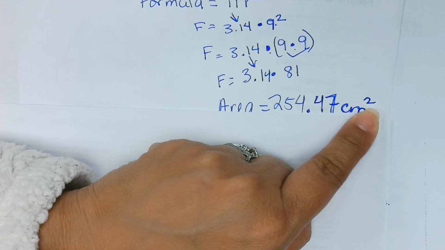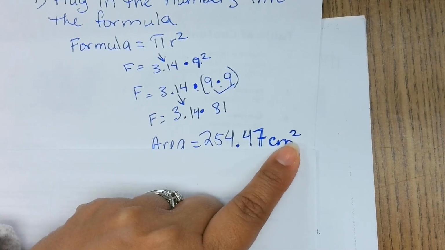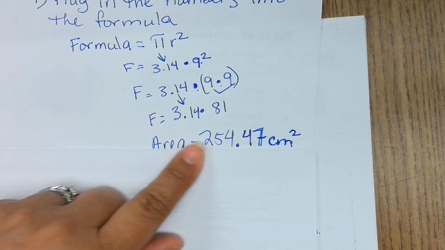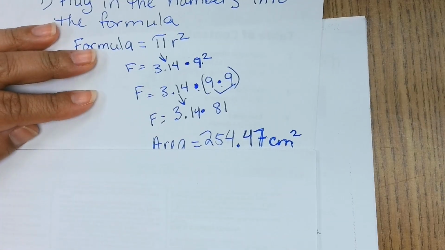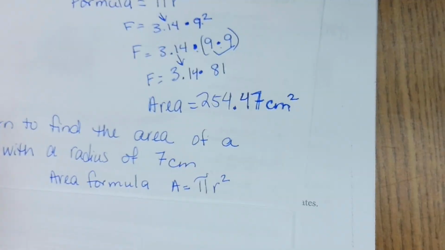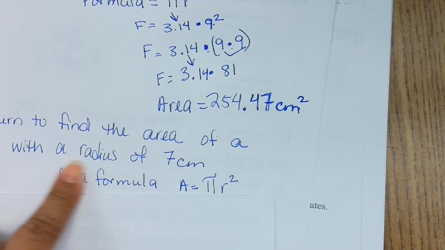254.47 centimeters squared. Because we're working with area, we are always going to put that square after our measurement. This is part of your answer. Don't leave it out. 254.47 centimeters squared.